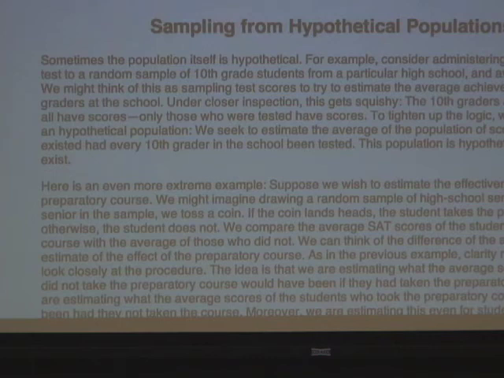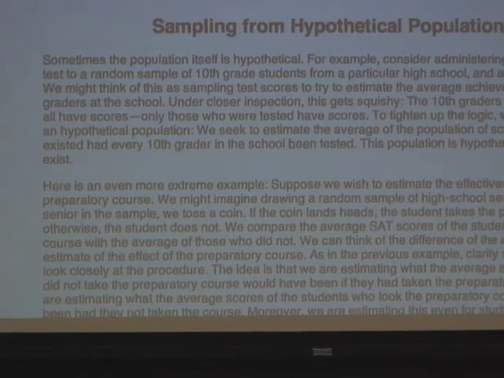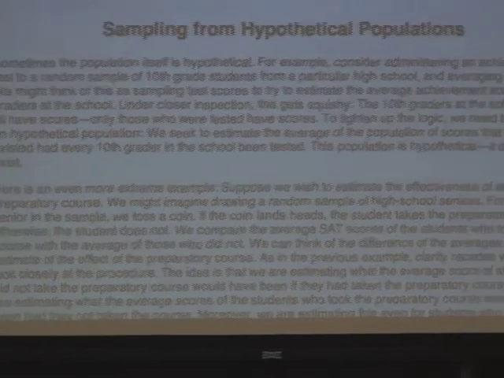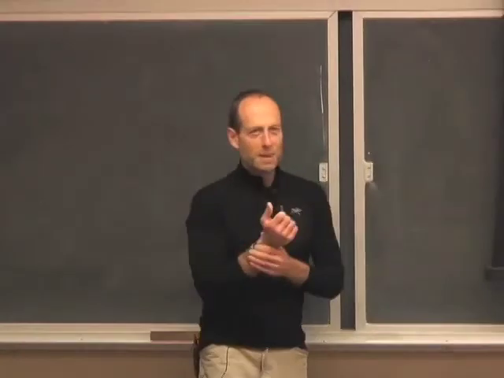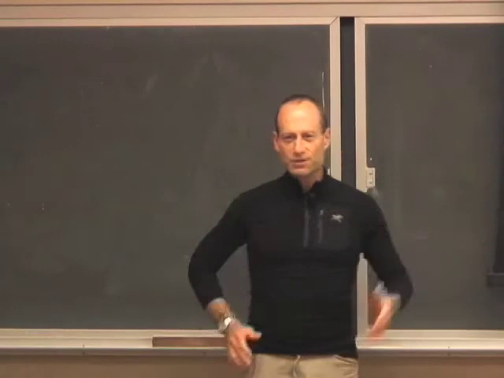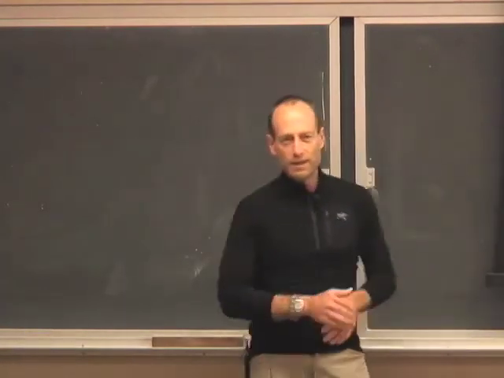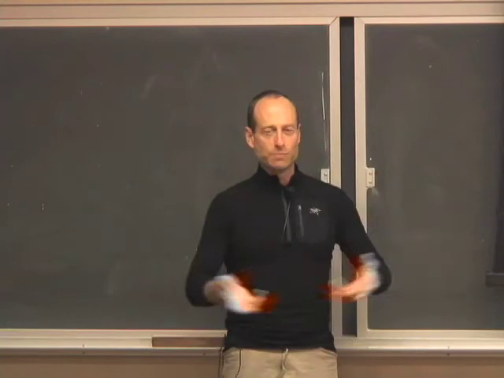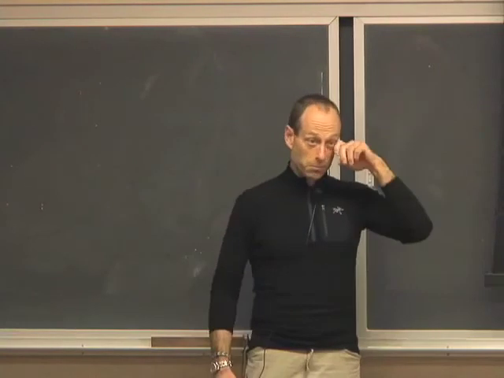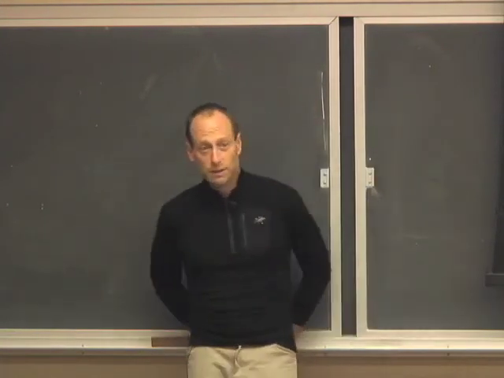There are a number of situations where it's useful to think about drawing samples from populations that don't actually exist. And we'll talk about a couple of examples of that. So first one is, suppose I want to know what the average test score would be for some group of students. And I'm going to do that by taking a random sample of students and administering the test to them. Okay? Use that to estimate.